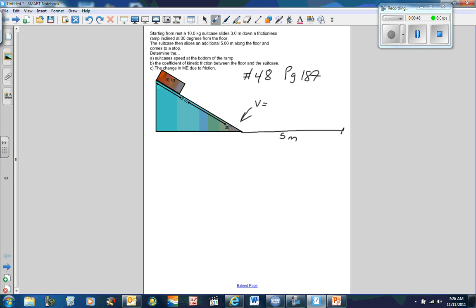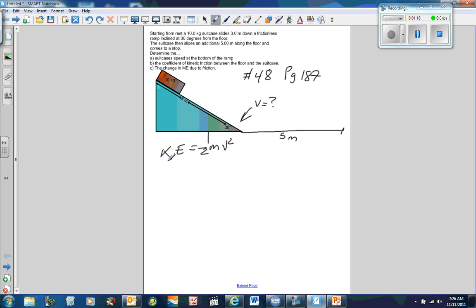Velocity equals. All right, now let's go back and think. In chapter 2, we learned about all the kinematic equations like vf squared equals vi squared plus 2a delta x. I could use that to find the velocity here, but there's a much easier way in this chapter. In this chapter, the only equation we have with velocity in it is kinetic energy. And we know kinetic energy is equal to 1/2 mv squared.